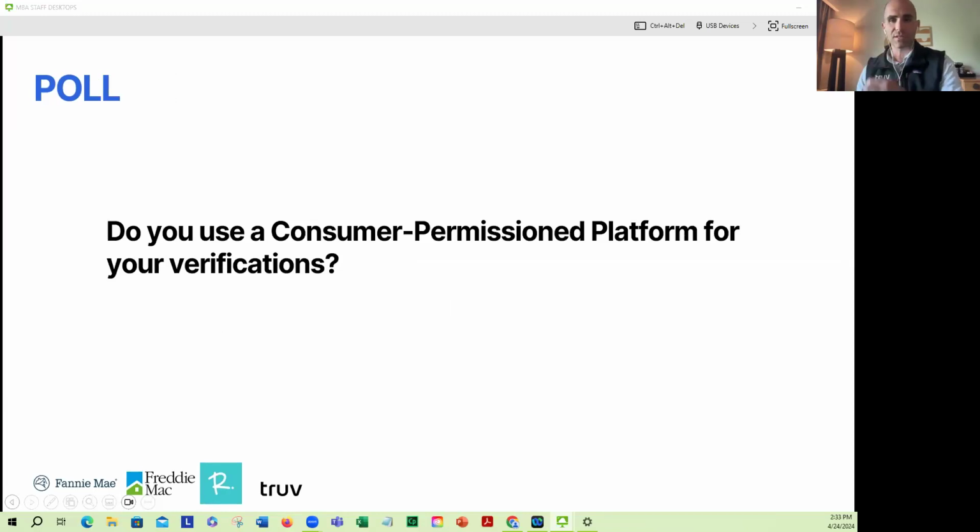This next poll is, do you use a consumer permission platform for your verifications, similar to Truve or another option that's out there? Basically, is the borrower actually given permission to access their source data? That is what a consumer permission platform is. And do you use one for your verifications? Obviously Femi uses us, and we're going to get into that. I don't see the results just yet, but Sheila, when you're comfortable with the results, you can share them. All right. Well, it looks like 50-50. That was my guess backstage, actually. So 50-50 in the audience.